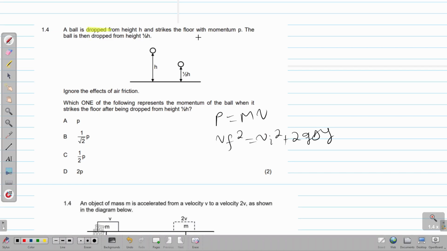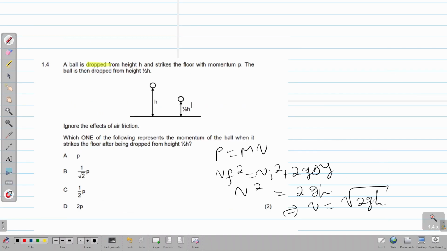Then the initial velocity is 0, so we'll have v squared, where this is our final velocity, I will name it v, is equal to 2gh. And then this implies that the velocity is the square root of 2gh.